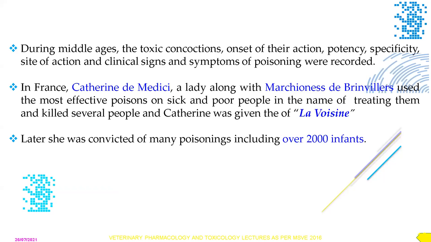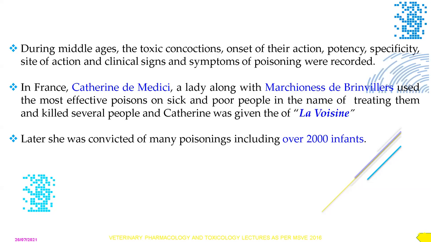Then in the case of France, a lady named Catherine de Medici, along with her friend, the Marchioness de Brinvilliers, used the most effective poisons on sick and poor people in the name of treating them, and killed several people. Catherine was given the name La Voisin, meaning the queen of death.